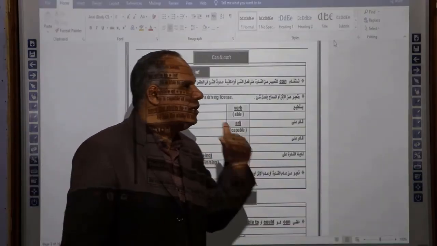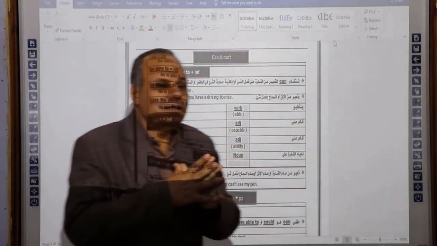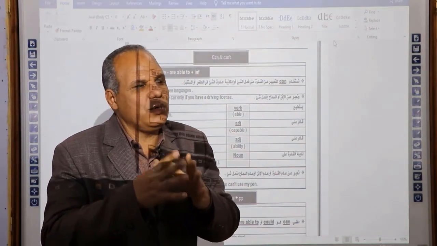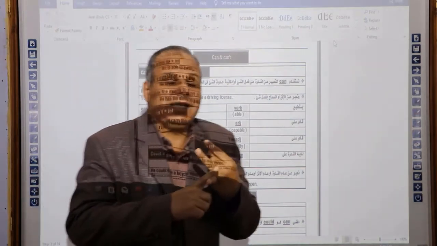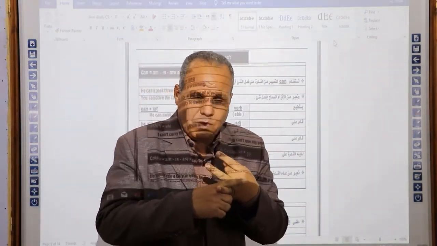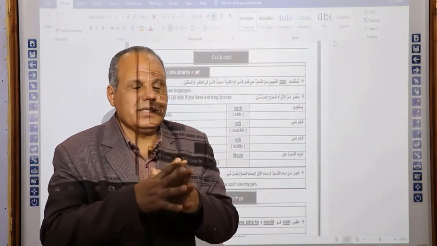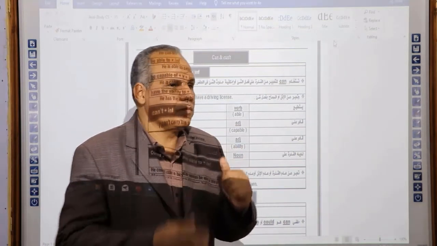And finally, we have can and could. Can, we use can to express ability in the present، يعني نعبر عن القدرة أو الإرادة في المضارع. Can equals am, is, are plus able to plus infinitive. For example, I can speak English well. It equals I am able to speak English well.